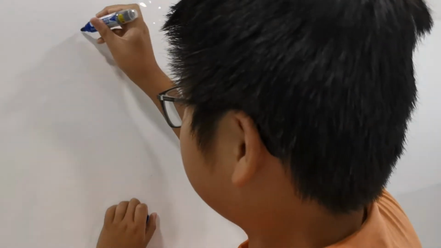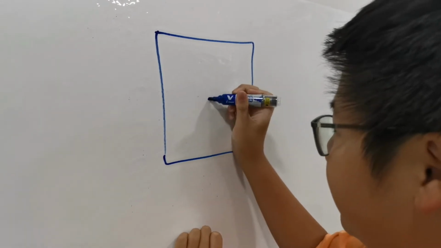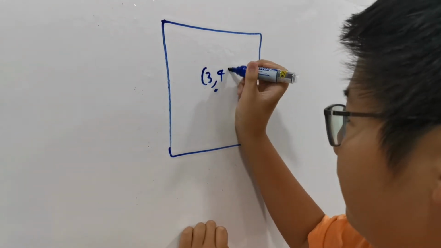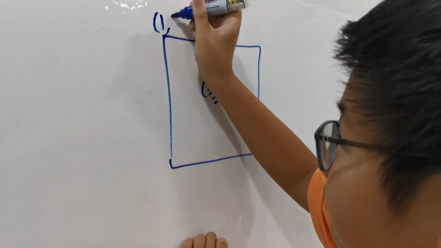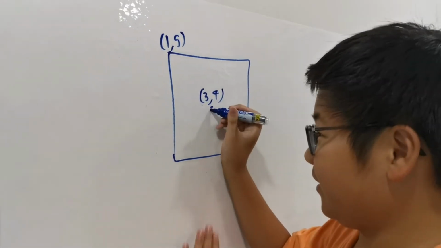And move on to question 1A of MAT Oxford 2020. The question asks to draw a square. Suppose this is the square with a center 3, 4 and one of its coordinates 1, 5. Now, the only way to solve this problem is to draw its diagonals.